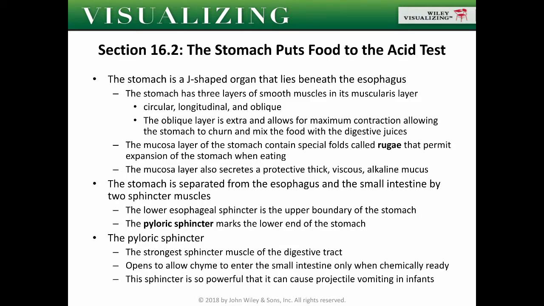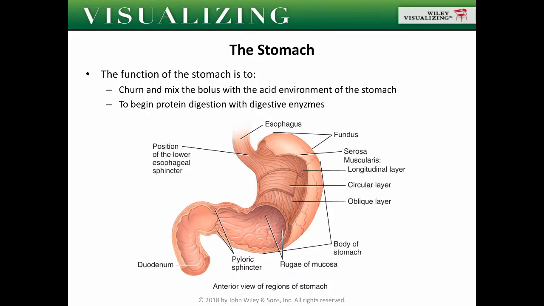So the stomach is separated from the esophagus and the small intestine by 2 sphincter muscles. We have the lower esophageal sphincter, which is the upper boundary, and the pyloric sphincter that marks the lower end of your stomach, so that the food will stay in the stomach until digested. The pyloric sphincter is the strongest sphincter muscle of your digestive tract. It opens to allow chyme to enter the small intestine only when it's chemically ready. This sphincter is so powerful that it can cause projectile vomiting in infants. So that's your pyloric sphincter.